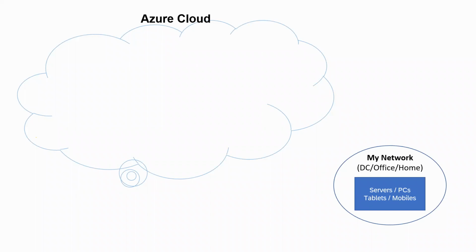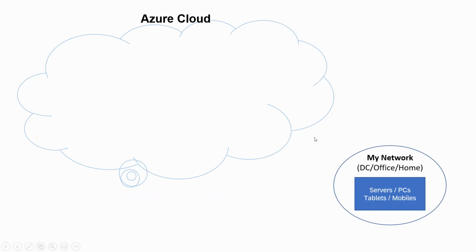So that will become your home network. Under this network, you will have different kinds of servers. If it's a data center, then you will have servers. If it is an office, then you might have PCs. If it's a home network, then you might have tablets and mobiles also. So this is your network: this is the cloud network and this is the home network.